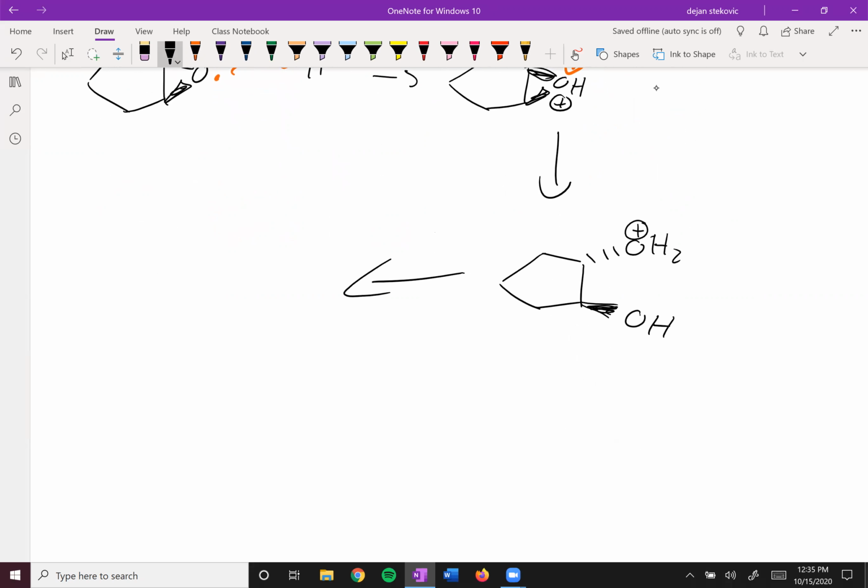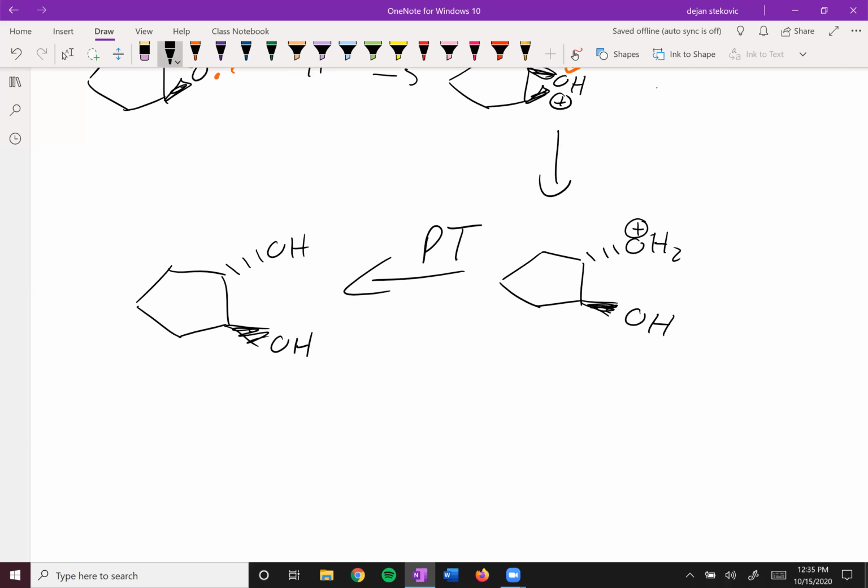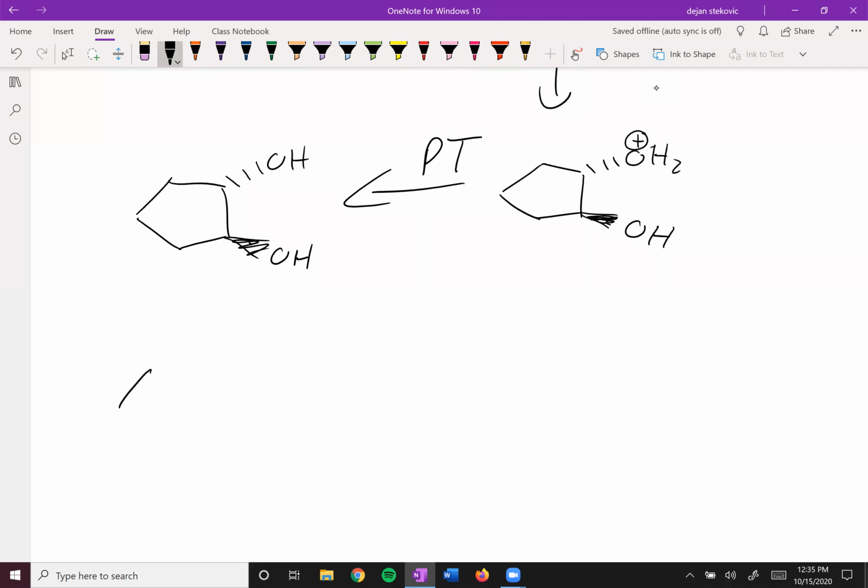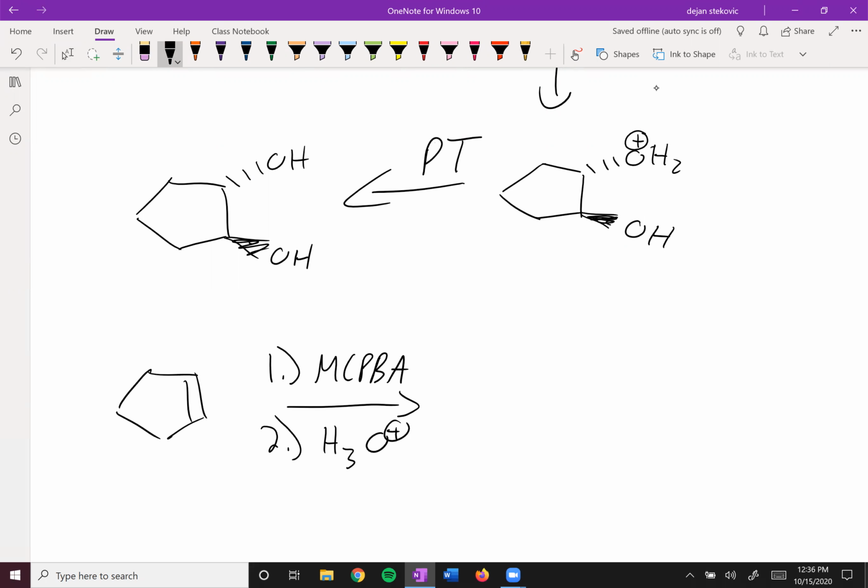And then finally, we have a proton transfer. So we're going to deprotonate our alcohol that's currently protonated to get our final product. And we can see we've added two hydroxy groups anti to one another. Overall, the reaction is we start with our alkene. In the first step, we add the mCPBA to form our epoxide. And then in the second step, we simply add some aqueous acid to get this anti-addition. And of course, we get the enantiomer as well.